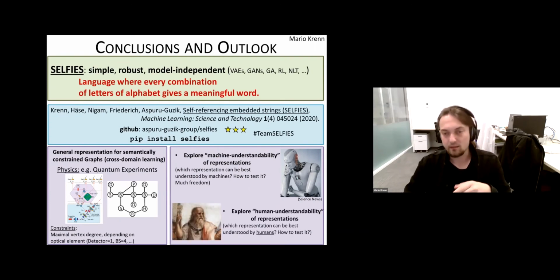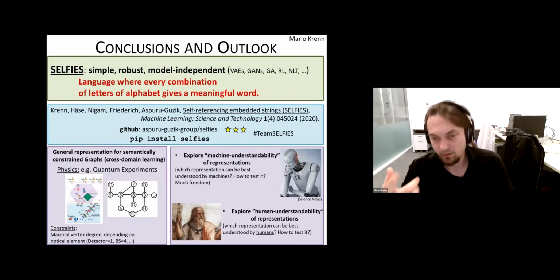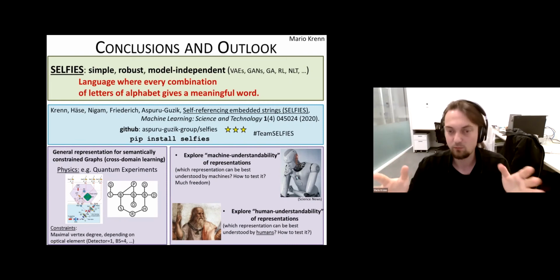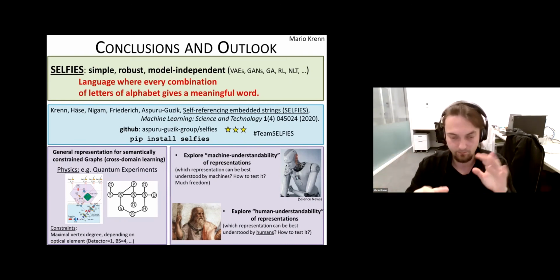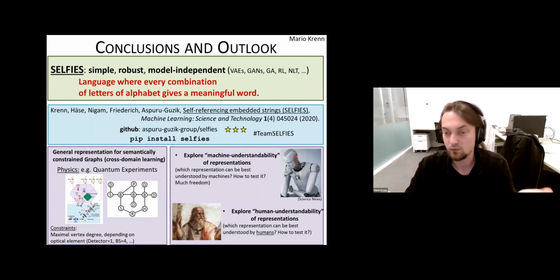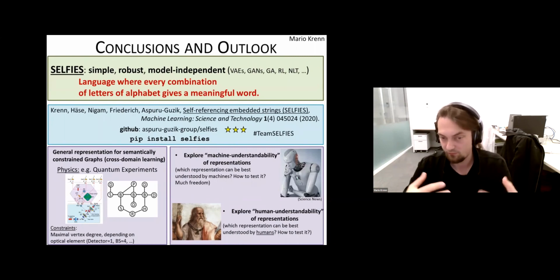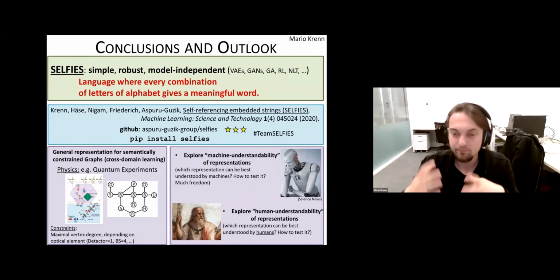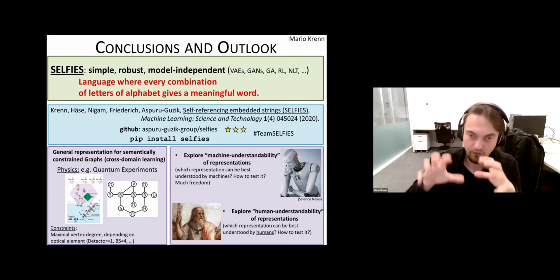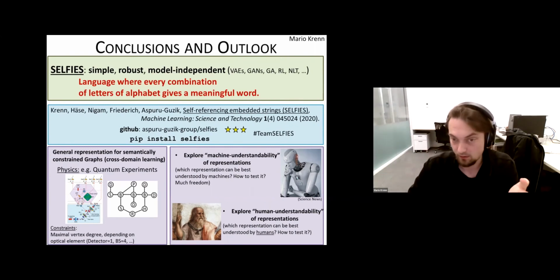And then there's also the question, if we think about machine understandability, what is human understandability of a representation? How would you test it? Would you just take 100 people and give them different representations, or can you do something cheaper? And can we learn something from the human to build up some good machine understandable representation for semantic graphs and molecules?